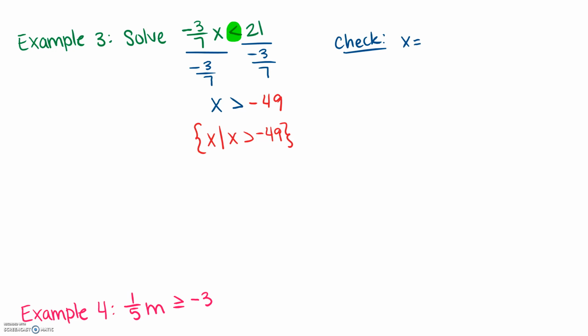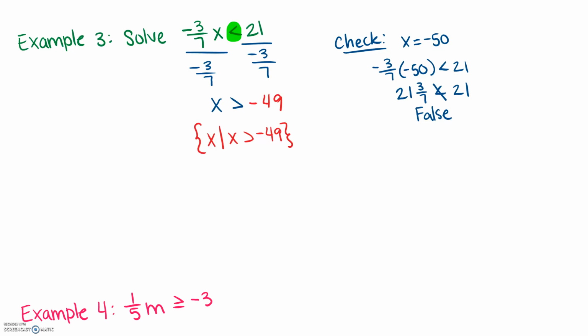Let's try x as -50. So if x is -50, I have -3/7 times negative 50 should be less than 21. All right, negative 3/7 times negative 50 gives me 21 and 3/7. Is that less than 21? Well, 21 is equal to 21, but then I have 3/7 more, so that is false. That would be larger than 21.